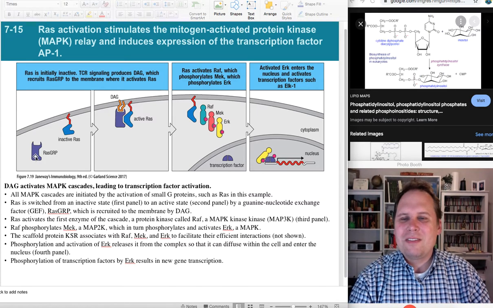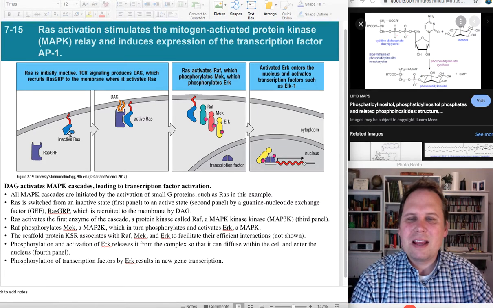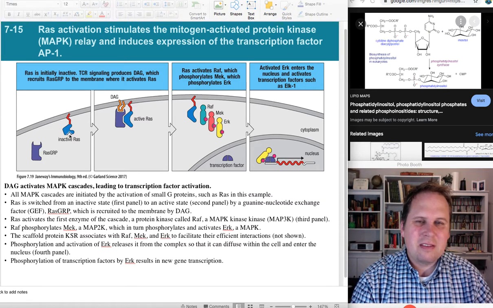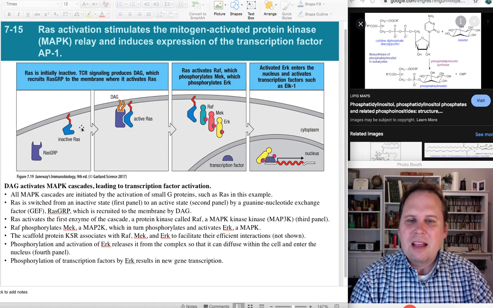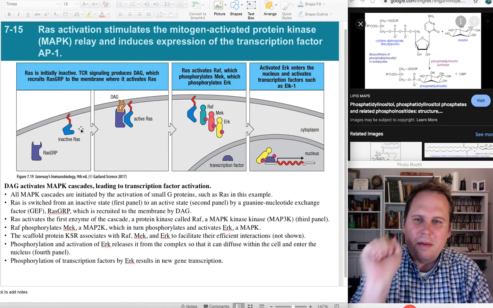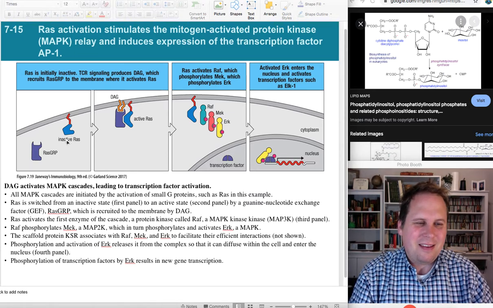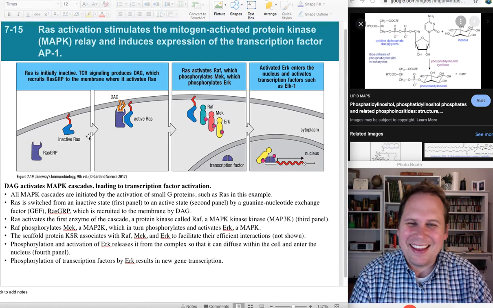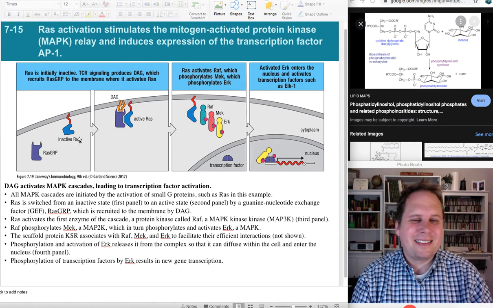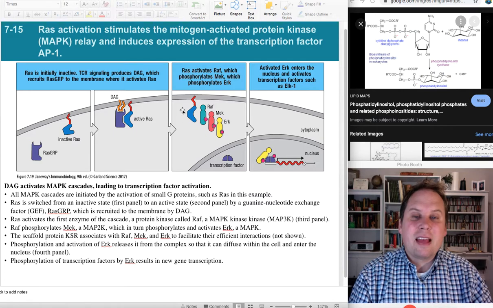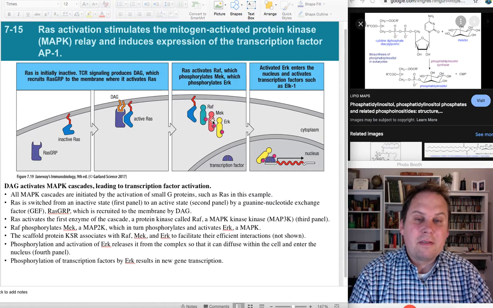So RASGRP is going to bind to inactive RAS. RAS is going to be one of these G proteins. It's going to open up RAS so that it can spit out the old GDP. Nobody wants that. And so now it can bind a nice new GTP. Oh, so nice. And once it does that, then RAS is going to give that end phosphate, it's going to phosphorylate RAF.